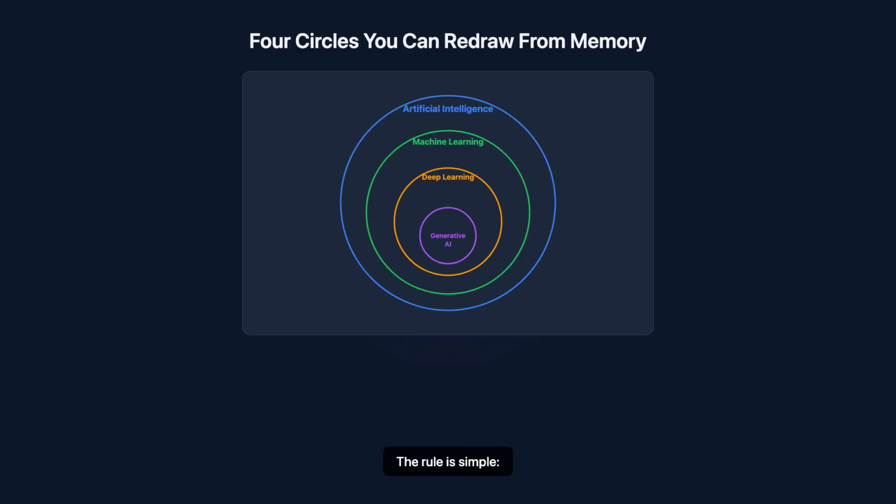The rule is simple. A point can only be in an inner circle if it's already inside every circle around it. This picture is the whole episode. If you can redraw these 4 circles in 10 seconds, you own the vocabulary.